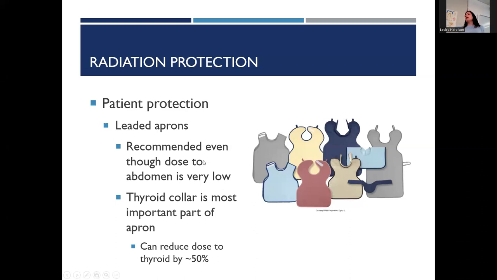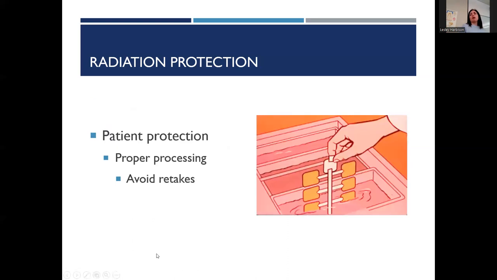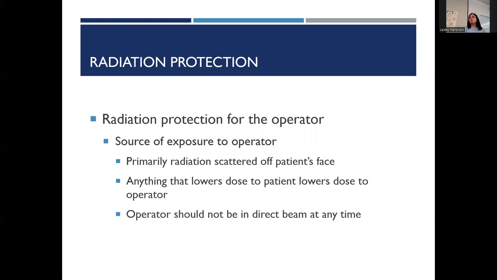Lead aprons are recommended, even though dose to the abdomen is very low. The thyroid collar is the most important part, and typically most places would always have a thyroid collar. This is just talking about if you're going to process traditional films accurately in the darkroom. Oh, shoot, I've got to hurry because I still want to go over those things.